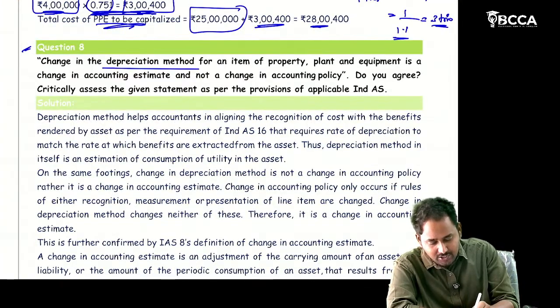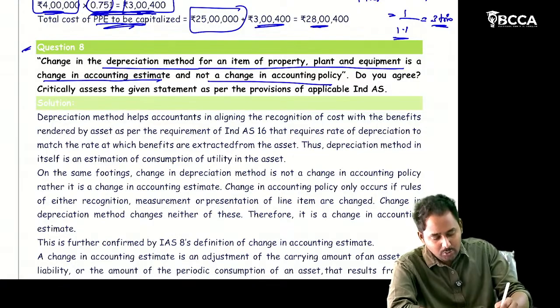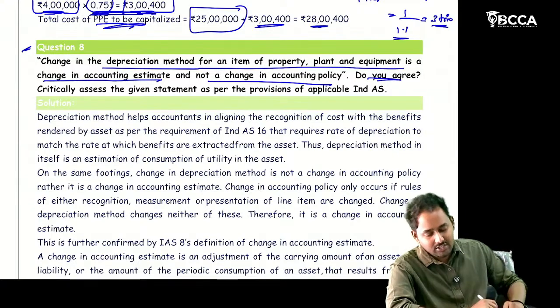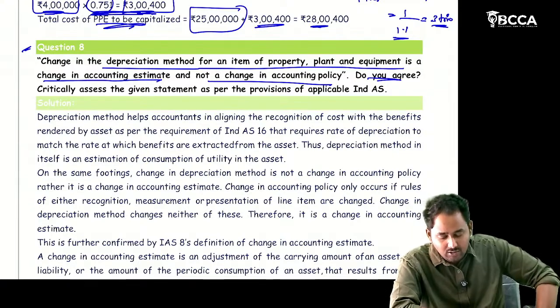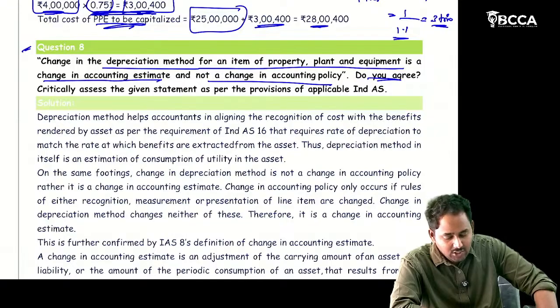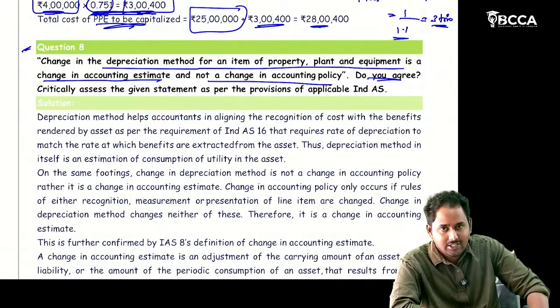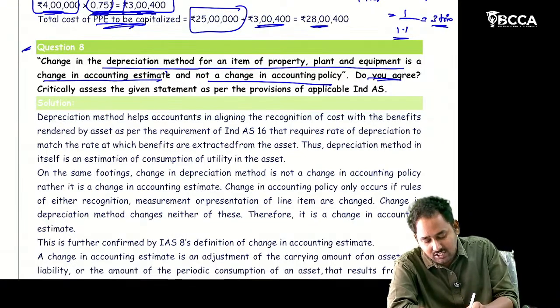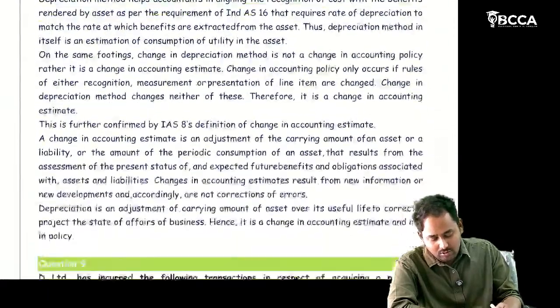Change in depreciation method for an item of PPE is a change in accounting estimate, not a change in accounting policy. So do you agree? They're saying that change in the depreciation method is a change in accounting estimate. It's not a change in accounting policy. Yes, we can agree with this statement. So, as given in the information.